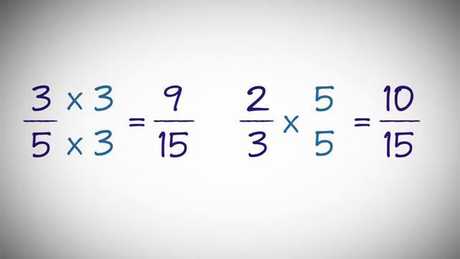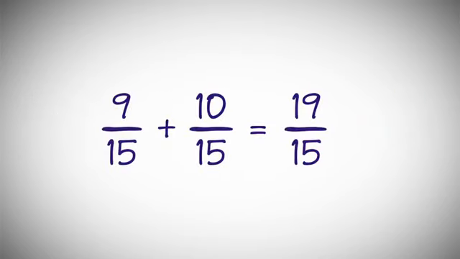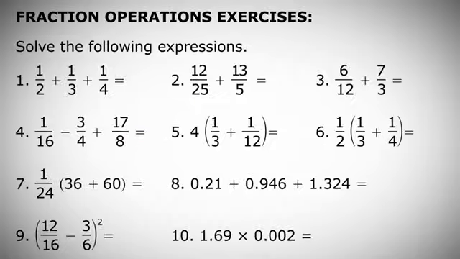Now that we have two fractions, 9/15 and 10/15, that have the same denominator, we can now perform the addition problem. Add your numerators only, 9 plus 10 is equal to 19, and then put that over the same denominator, 15. So the sum of 3/5 plus 2/3 is equal to 19/15. Now let's go ahead and try some exercises. Take some time to try the following expressions, and when you're finished, we'll check your answers and go through a few examples together.